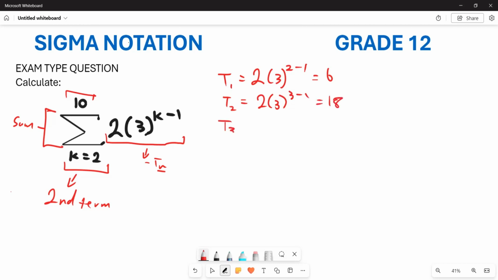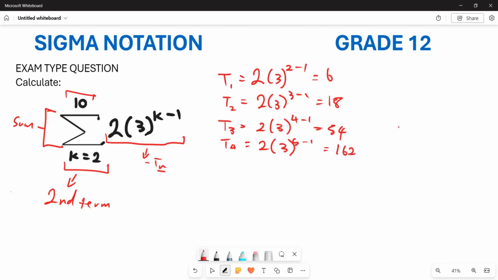The third one, what is it going to be? It's going to be 2 into 3, this is going to be 4 subtract 1, which is going to be 54. Let's say, for example, we do the last one, the fourth one, our T4. Now our T4 here is going to be given by 2 into 3, our 5 subtract 1, which is going to be 162.